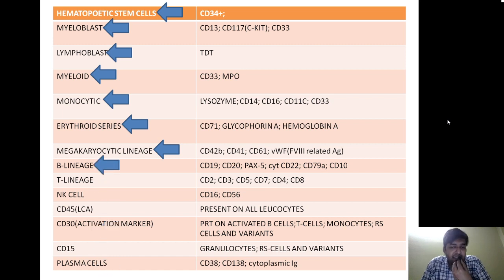The B lineage lymphocytes are positive for CD19, CD20, PAX5, cytoplasmic CD22, CD79a and CD10. T lineage cells are positive for CD2, 3, 5, 7, 4 and 8. NK cells are positive for CD16 and CD56. CD45 is present on all leukocytes, so it is the leukocyte common antigen. CD30 is an activation marker present in activated B cells, T cells, monocytes as well as Reed-Sternberg cells and the variants. CD15 is present in granulocytes as well as in classic RS cells and variants. And plasma cells contain CD38, CD138 as well as cytoplasmic immunoglobulin.